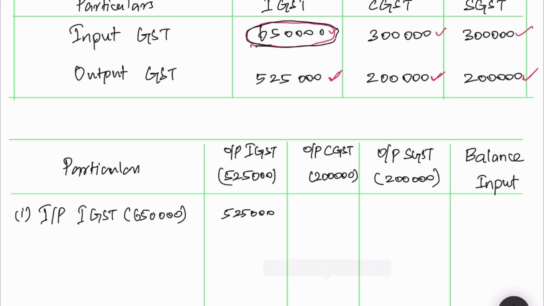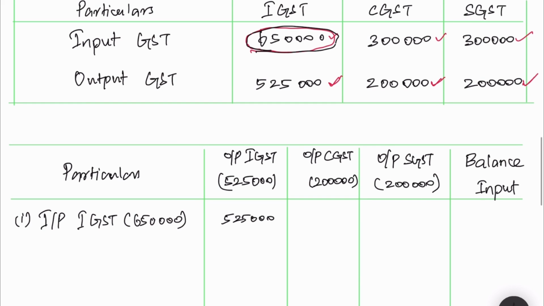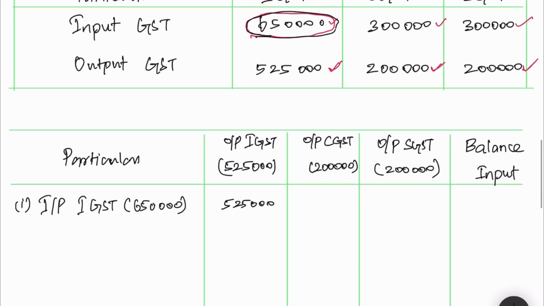Okay, so entirely you have utilized. Then still how much balance is there out of 6,50,000? Now 5,75,000 has been set off by using output IGST. Still we need to set off 1,25,000, that you can either use output CGST or output SGST, or both can be utilized with half of the amount or some amount in any ratio.